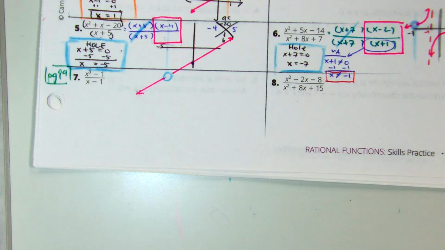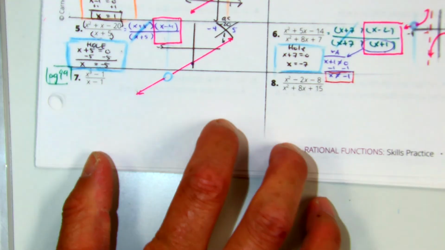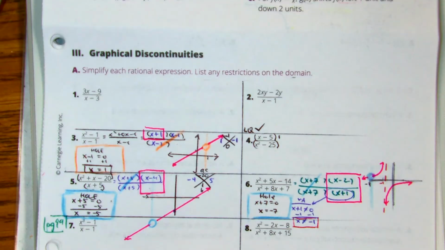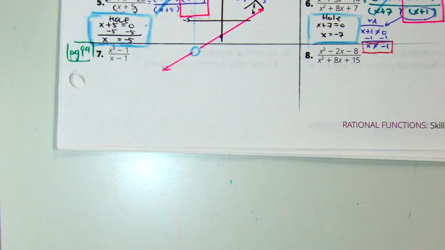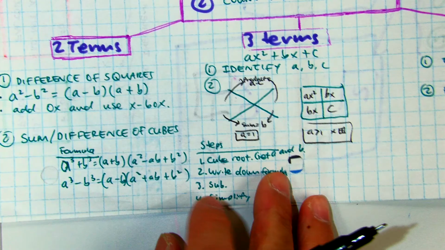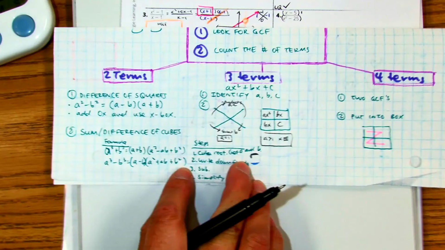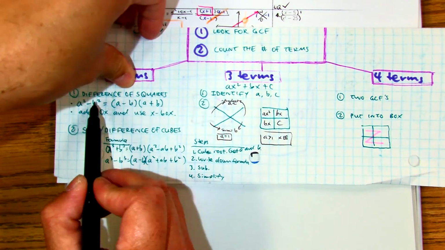Alright, in this problem you have x cubed minus 1 over x minus 1. It says simplify the rational expression and then list any restrictions on the domain. I have x cubed minus 1. You should be counting how many terms do you have? I have 2 terms. Is it a sum or difference?